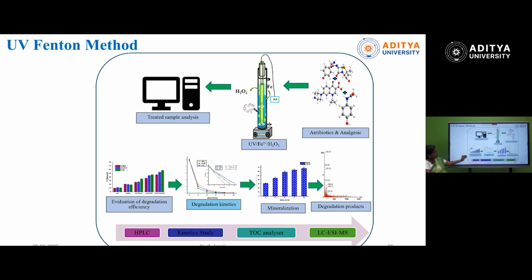Whatever results I found here are the removal efficiency, the kinetics, and how much the pollutants are mineralized, how much is converted into carbon, and then we go for the degraded products. Here you can see the study: HPLC, kinetics, TOC analyzer. Finally, I go with the LCMS. I already said, liquid chromatography, mass spectrometer.